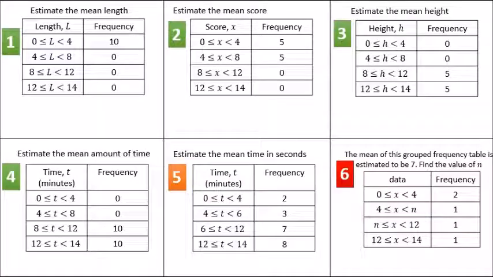The first 4 are simpler. Question 5 is a little bit trickier. Question 6 uses algebra in a difficult way. See if you can have a go at those.